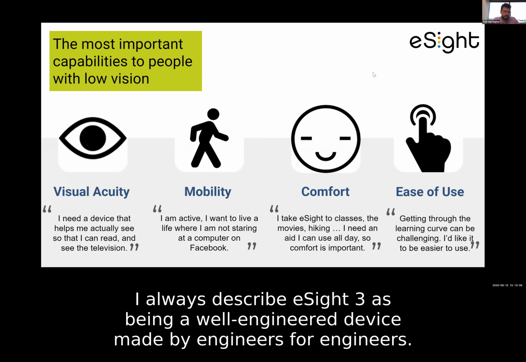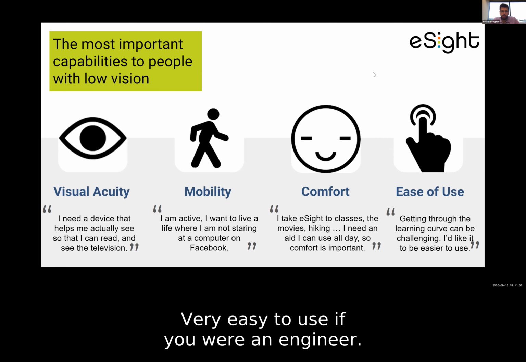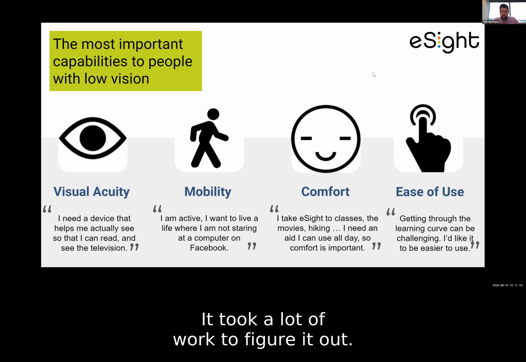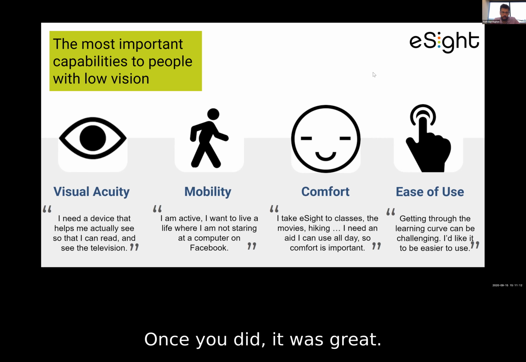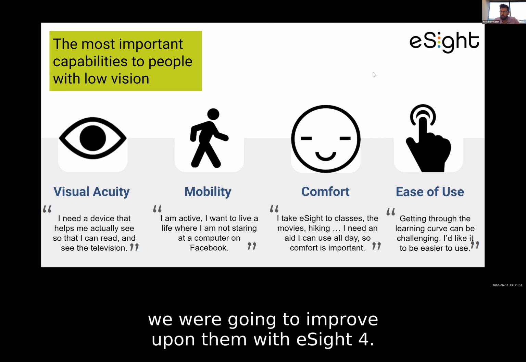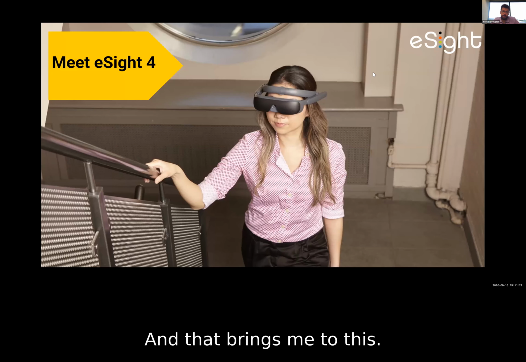And I always described eSight 3 as being a well-engineered device made by engineers for engineers, very easy to use if you were an engineer. Outside of that though, it took some learning. It took a lot of work to figure it out. Once you did, it was great. But these are really some of the things that we tried to calculate and figure out how we were going to improve upon them with eSight 4. And that brings me to this.